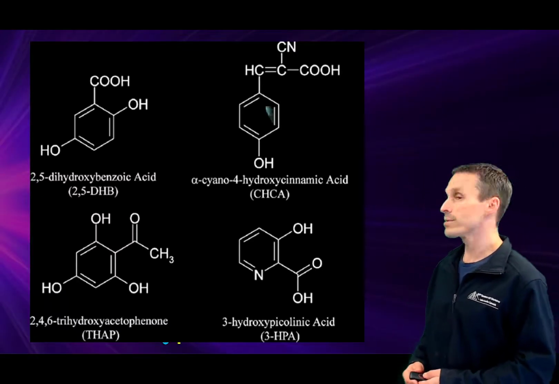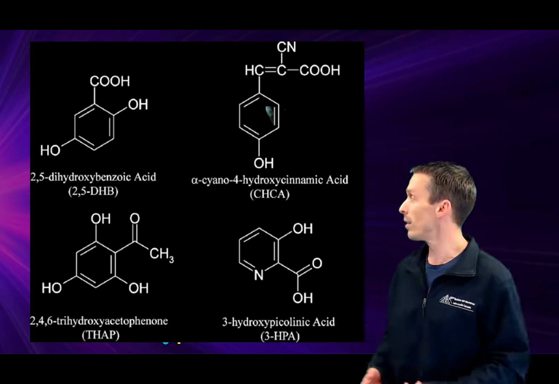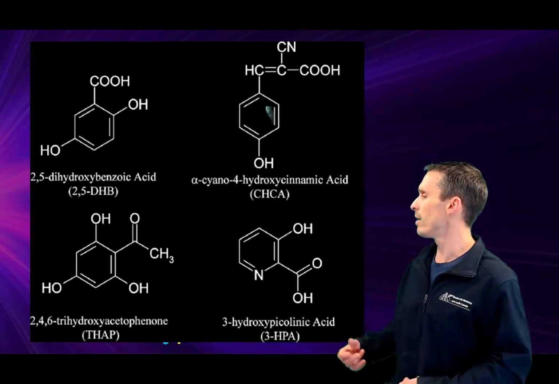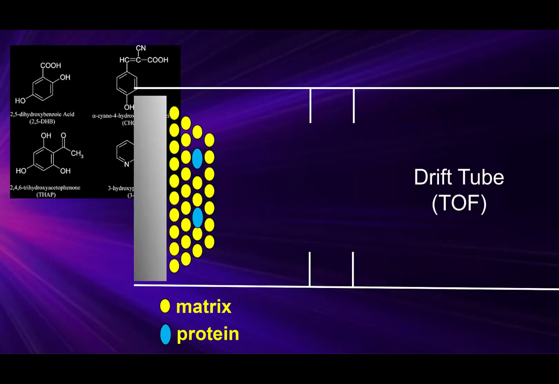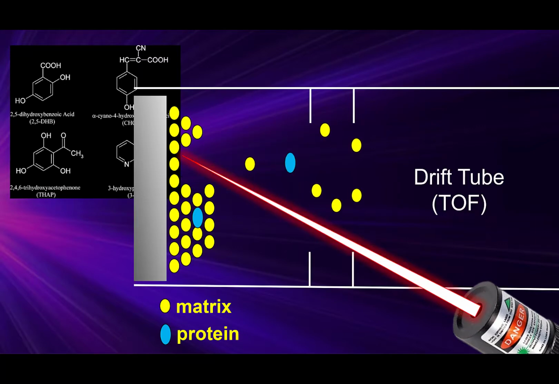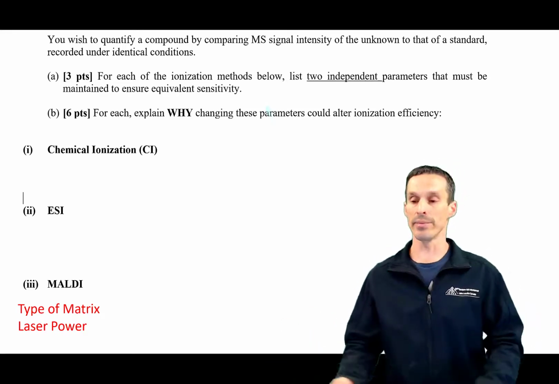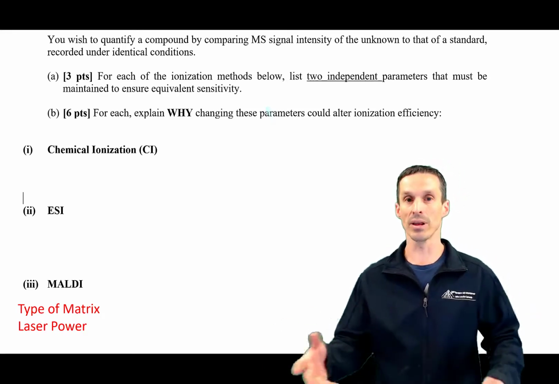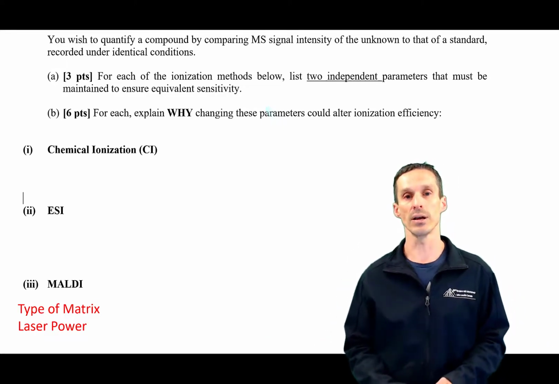So MALDI is the last one here. We're dealing with a matrix, and these compounds are designed to absorb our UV laser light. So you can see they all have chromophores in them. They also have a functional group that basically donates a proton. So what we do from here is we embed our sample within that matrix. There's going to be a controlled ratio between the matrix and the analyte, and then we start firing our laser onto it, and then we get this explosive type event that's going to ionize from there. So the type of matrix, the laser power, the way that you deposit the samples. We talked about how these deposition methods will influence the depth and the thickness of these crystals and things like that.